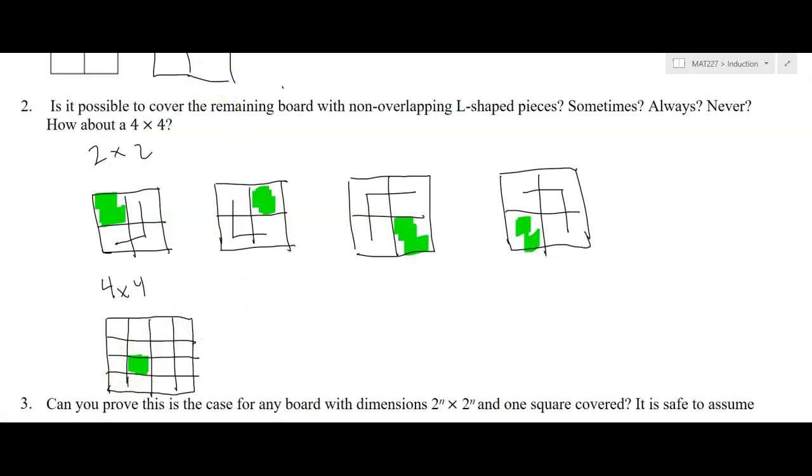But if I begin thinking about this in a more careful way, I can actually see that a 4x4 is really 4 2x2s.